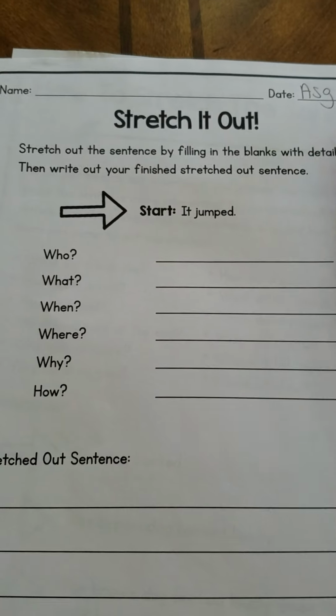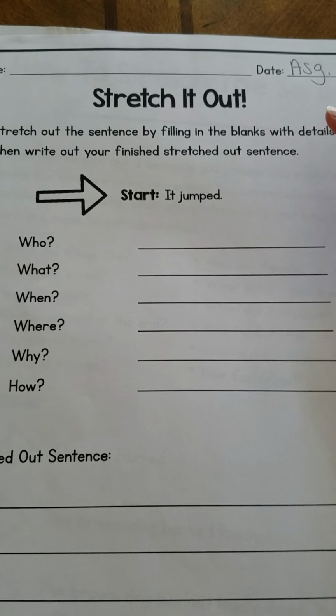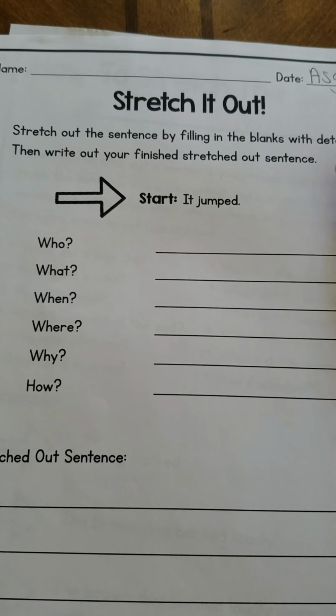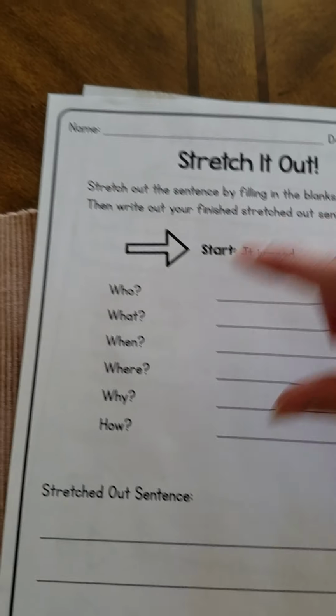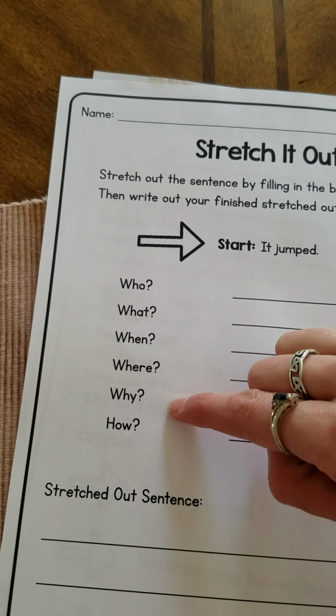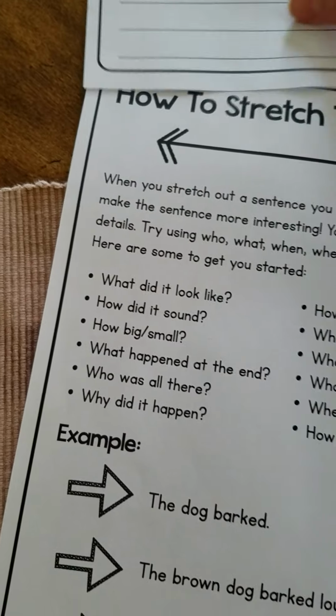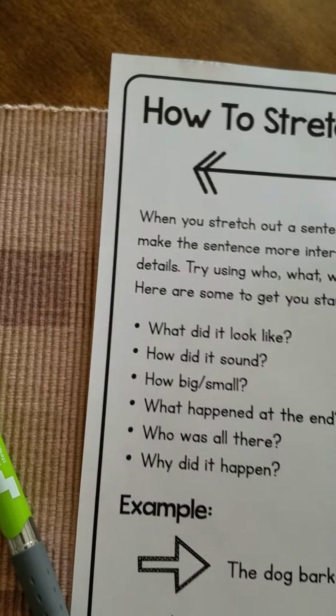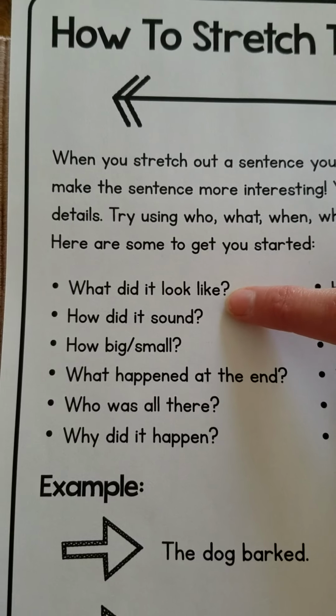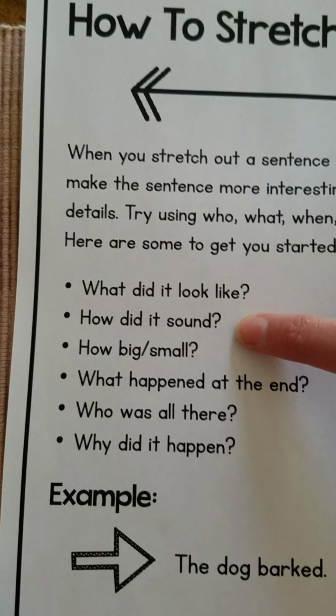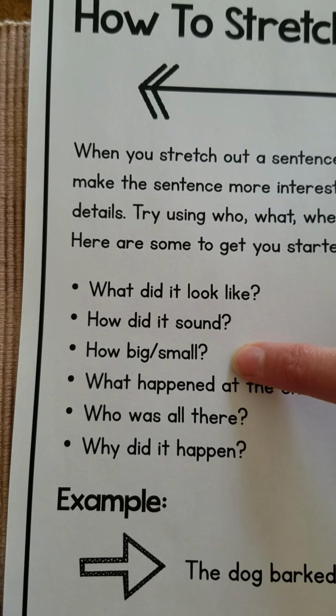Now, as we are doing this, my wonderful 3rd graders, I want you to think back to last week's Stretch It Out assignment. As you are writing your story, this is what I want you to do inside your story. Focus on your WH question words and, of course, how. And you're going to answer some of these questions. Like, for example, your character. What did it look like? How did your character sound? Is your character big or small?